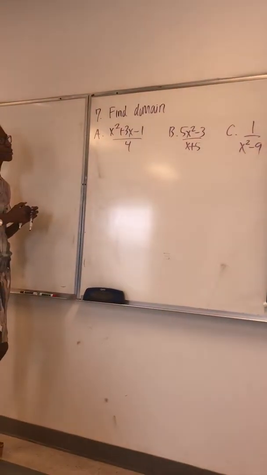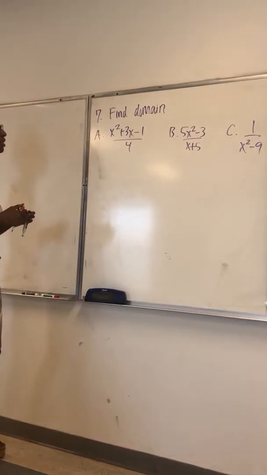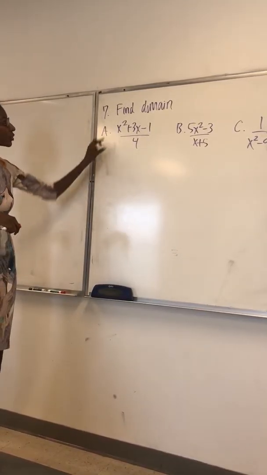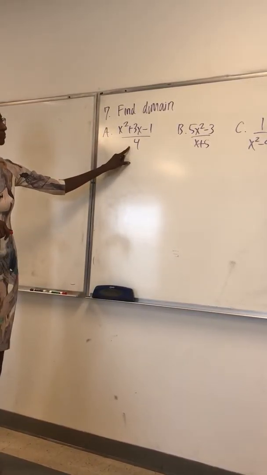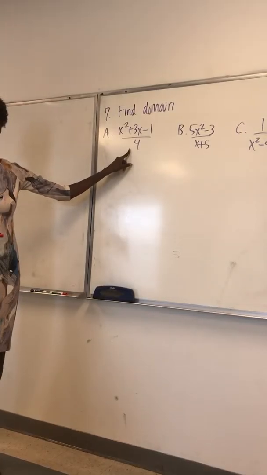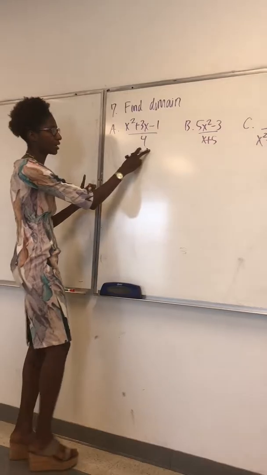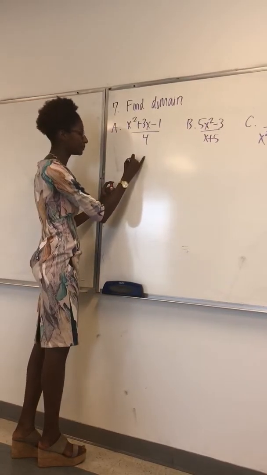Okay, so when you're looking for the domain, you have to think about what your x can and cannot be, right? So when you're thinking about fractions, the denominator is not allowed to equal 0. So what we're going to do is set everything on the bottom not equal to 0.